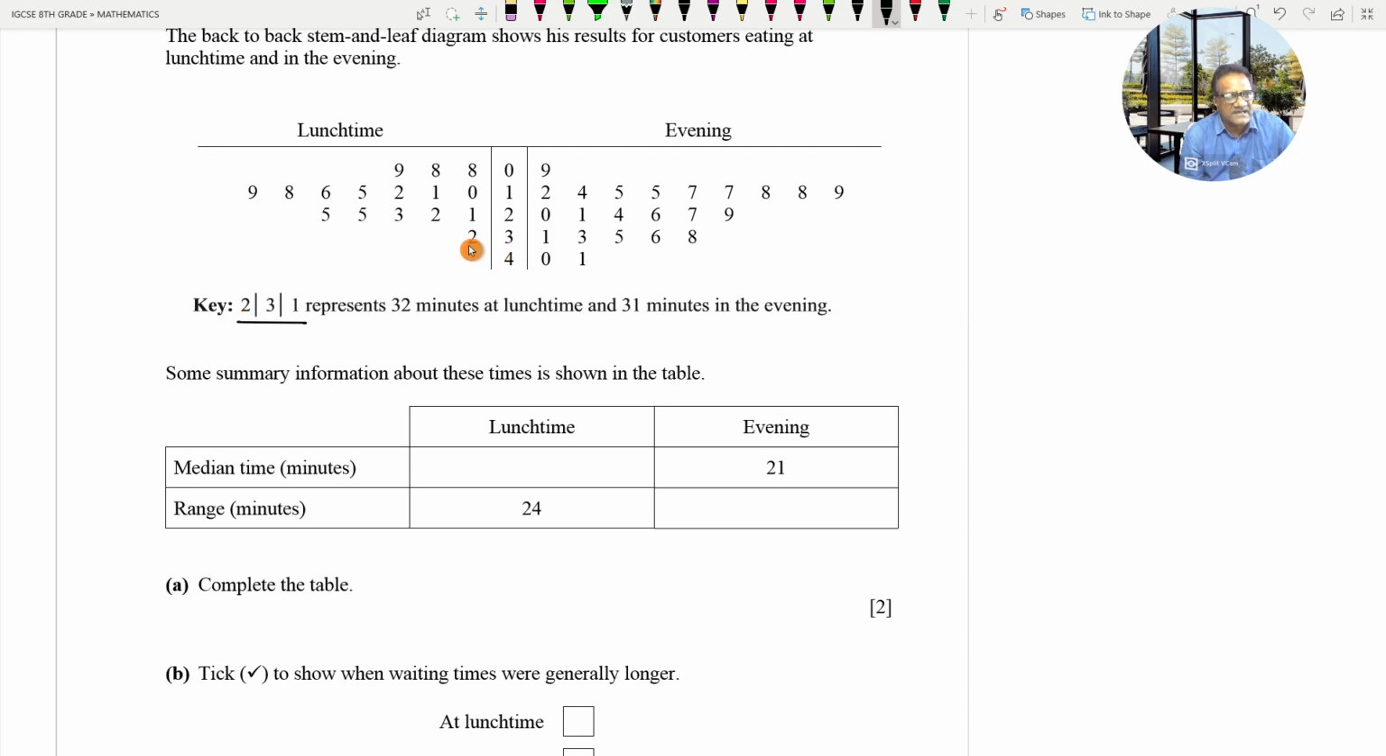Okay, so 3 and this 2 means 32 minutes. This 2 and 1 means 21 minutes. This is of the lunch time I am talking. Okay, 1 and 0 is 10 minutes. 0 and 8 is 8 minutes. This 1 and 1 is 11 minutes.